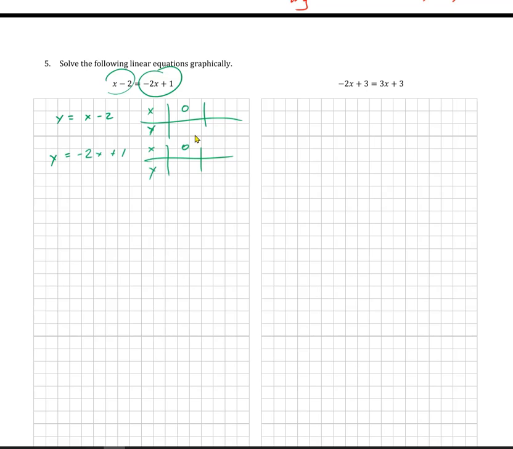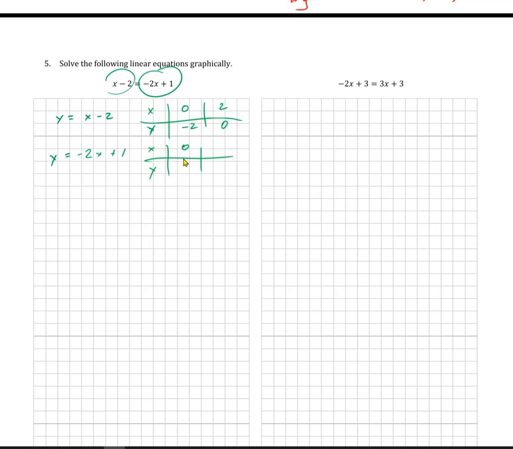So let's substitute my values. The first one I'm going to choose is 0. If x is equal to 0, y is going to be equal to 0 minus 2, that'll be minus 2. Then pick another value, I'll pick something small so it's easier to graph. We've got 2 here, if I substitute my value in here, 2 minus 2, that equals 0.